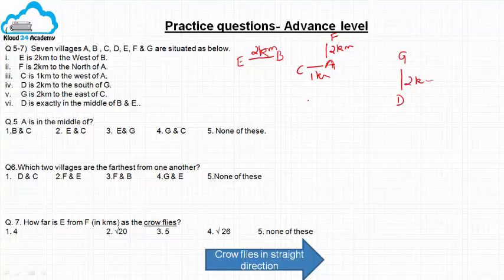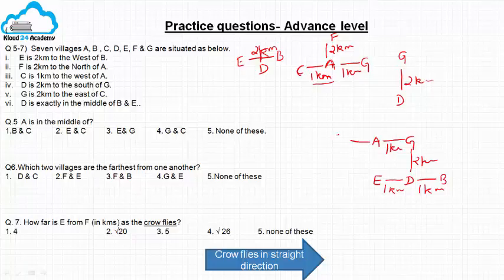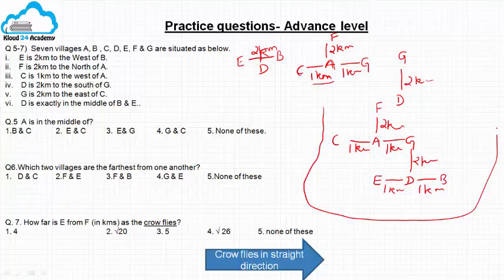G is 2 kilometers to the east of C. So C is here. Now G is 2 kilometers to the east of C. 1 kilometer it's already there, so 1 kilometer more. D is exactly in the middle of B and E. So here is D. Now these are all the pieces. Let's connect them. E, then D is between E and B as per the last statement. So this is 1 kilometer and this is 1 kilometer. G is above D, 2 kilometers. Here is G, then A is 1 kilometer, C is 1 kilometer, and above A, F is 2 kilometers. So this is the final picture here.